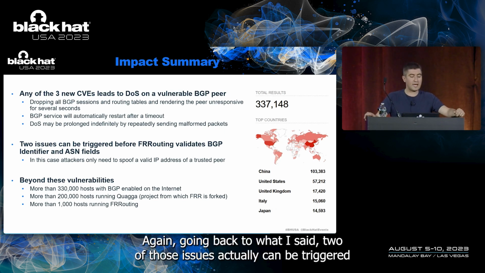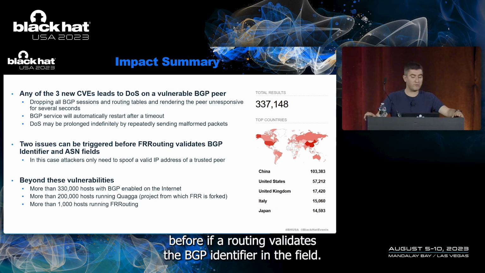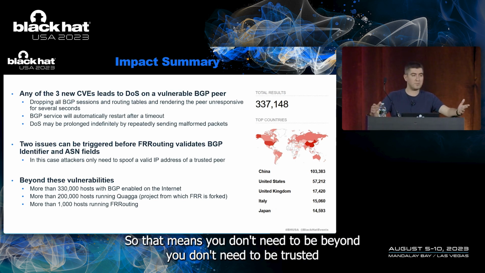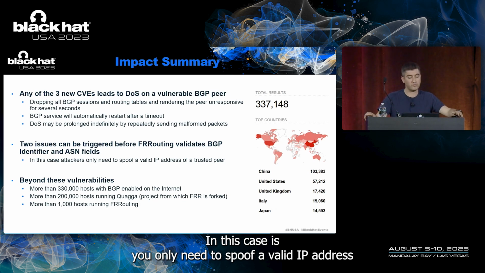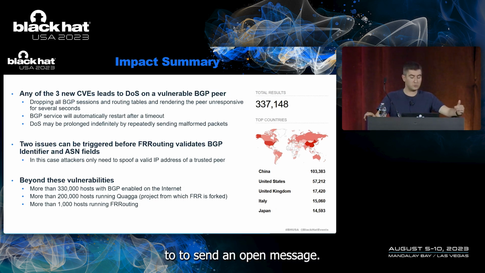Again, going back to what I said, 2 of those issues can be triggered before FRRouting validates the BGP identifier in the ASN field. That means you don't need to be peered, you don't need to be trusted by the other peer. In these cases, you only need to spoof a valid IP address to send an open message.